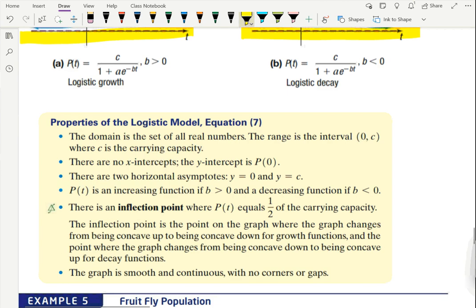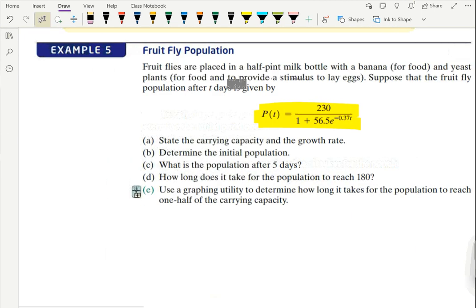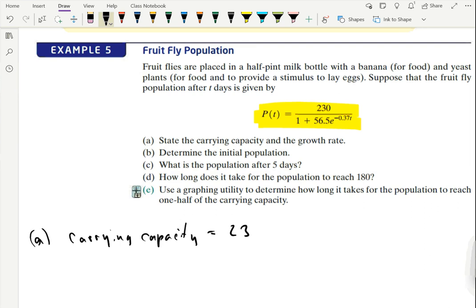Okay, so let's see what we end up with here. Letter A, let's state the carrying capacity and the growth rate. So the carrying capacity: what is the max that we have here? Our carrying capacity is just our numerator. That's going to end up being 230. And our growth rate here is going to be the value with T. Now, for our growth rate, we're going to take its absolute value, so we're going to say this is 37%. We're not going to look at negatives or positives. We're just always going to list the positive value.